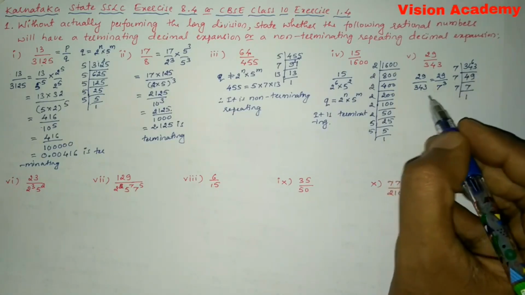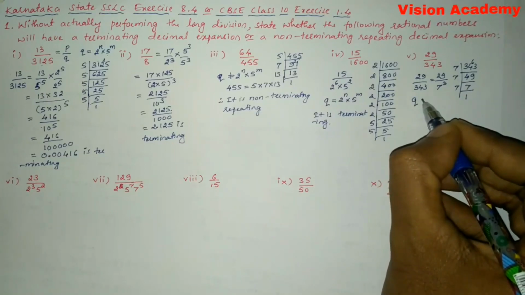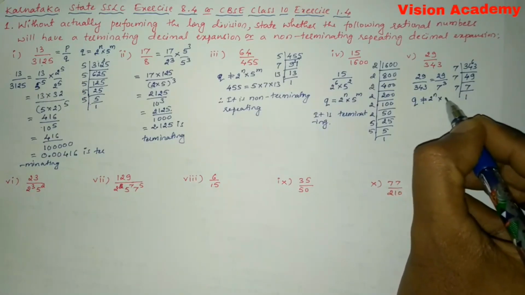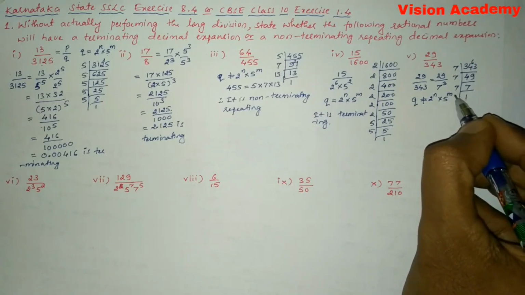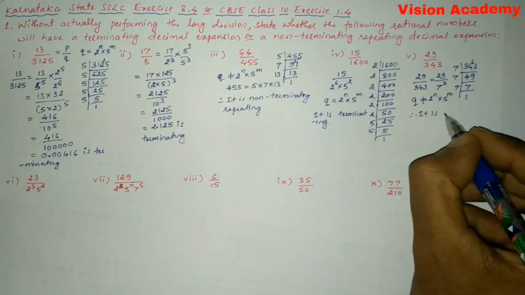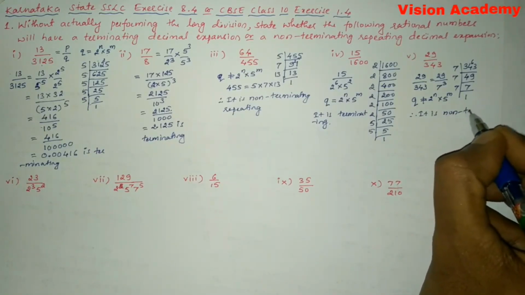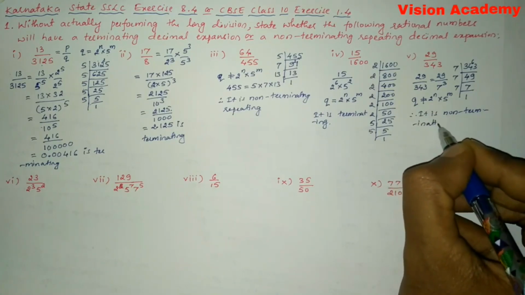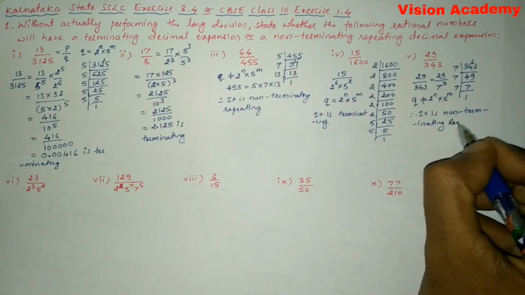Since the denominator q is not in the form 2 to the power n into 5 to the power m, therefore it is non-terminating repeating.